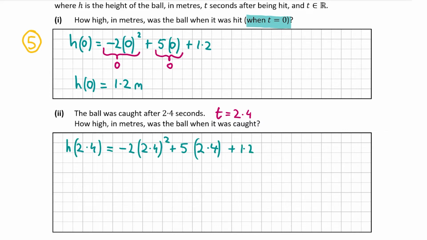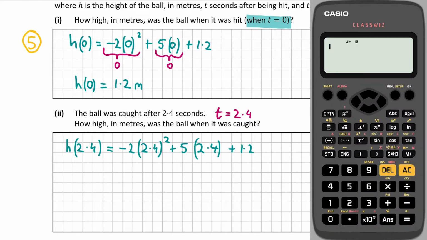So we can work this out on our calculator. So minus 2 multiplied by 2.4 squared. And make sure to put the 2.4 in brackets and then the squared just on the 2.4 like this. And the squared button is up at the top here. It's the x to the power of 2. That means you want to square whatever you have on the calculator. And then plus 5 by 2.4 plus 1.2. So we're just putting in 2.4 wherever we have t.